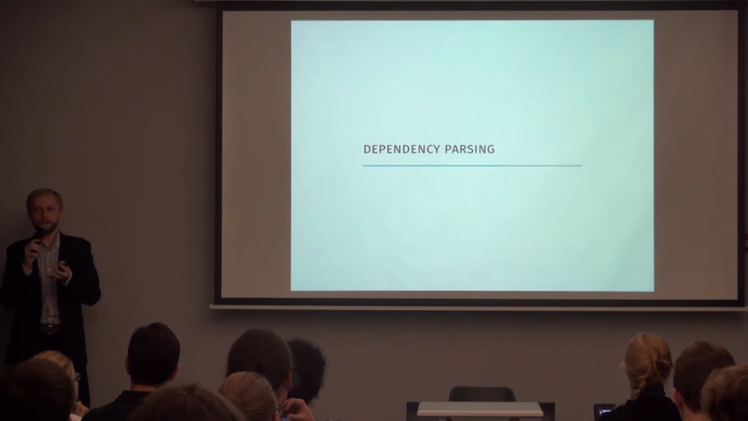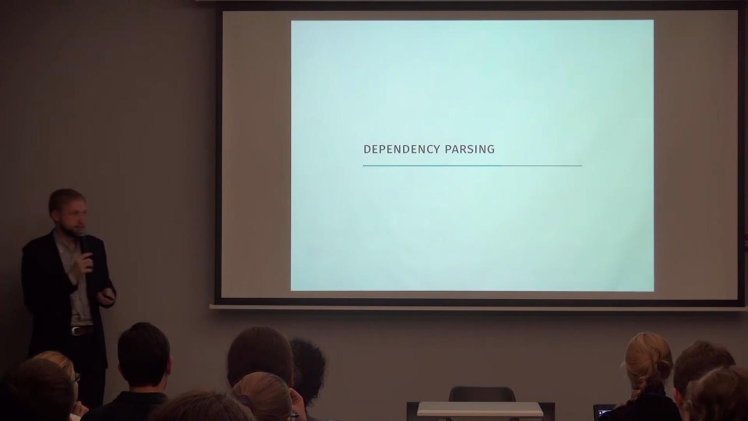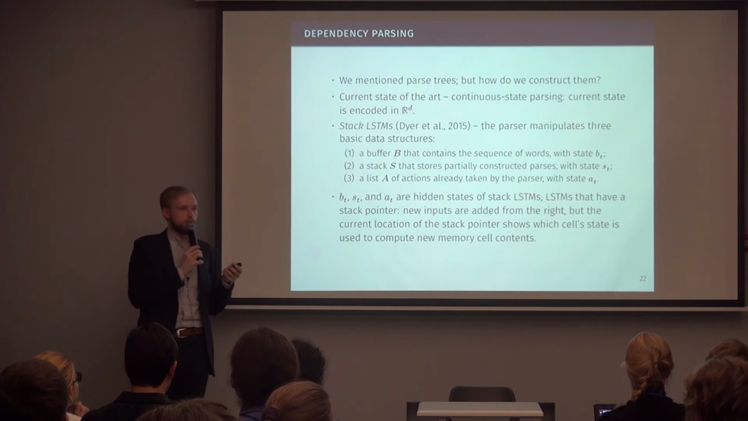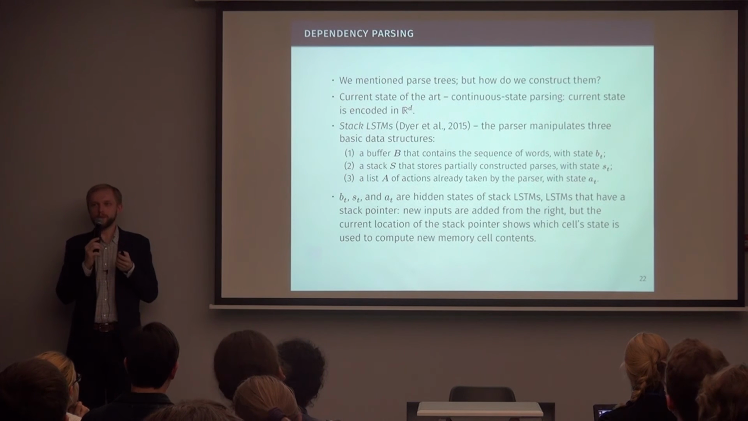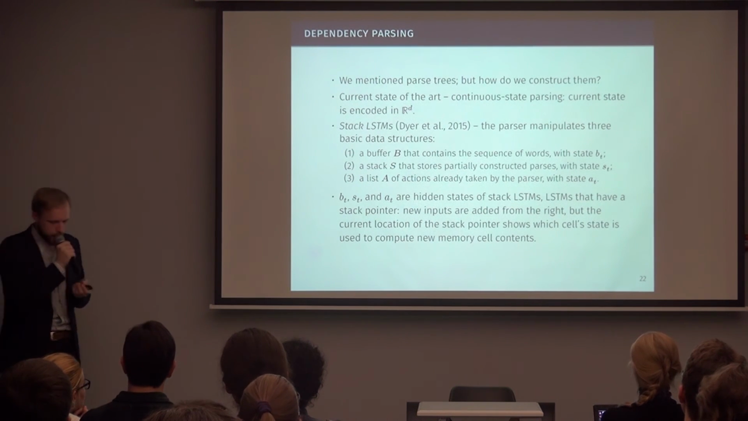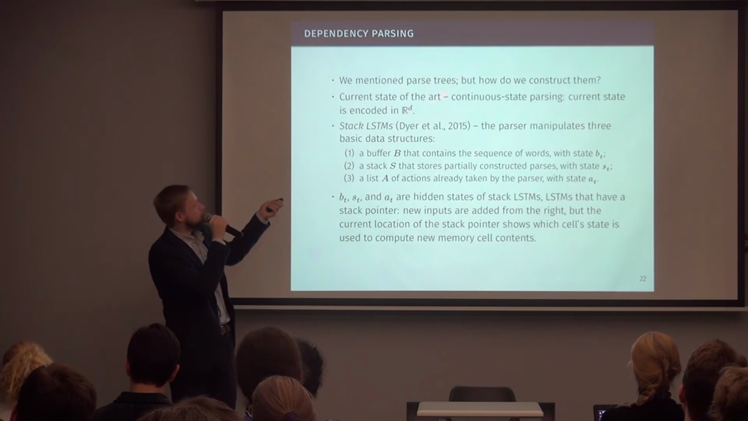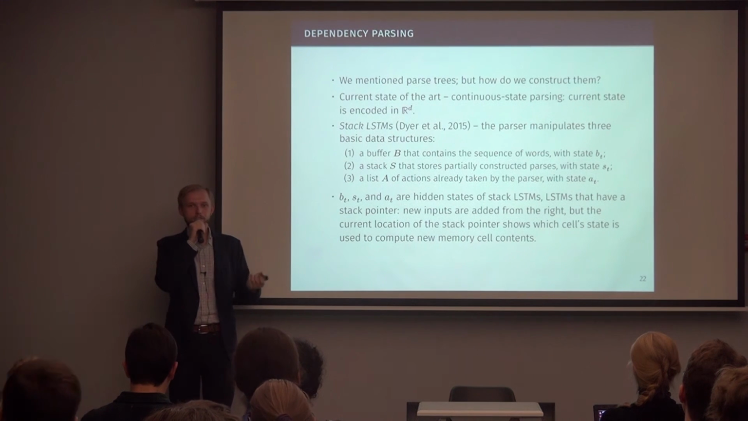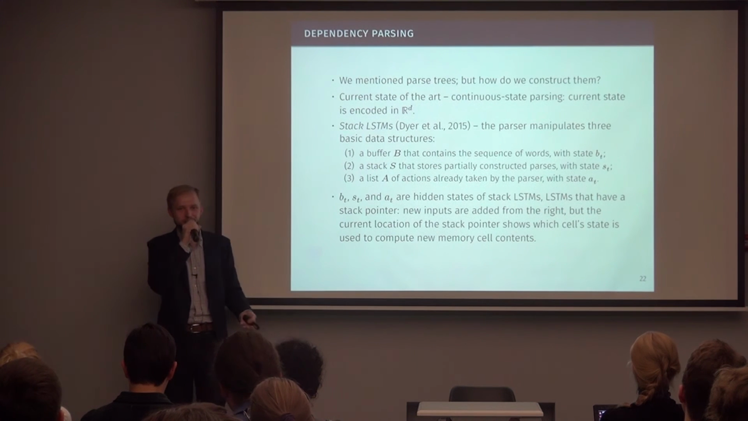examples of specific problems and what specific deep architectures are used for these problems. First problem is dependency parsing. I think I will not go into detail here. Again, I don't want to make this into a very technical talk. But the basic idea is that you remember that we mentioned parse trees and that it would be very useful if you had a good model to construct parse trees. So how do we construct parse trees with the magic of deep learning?